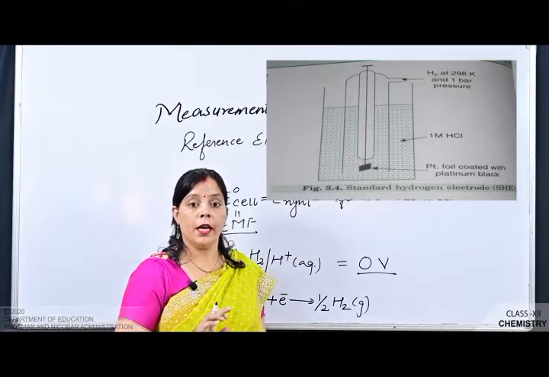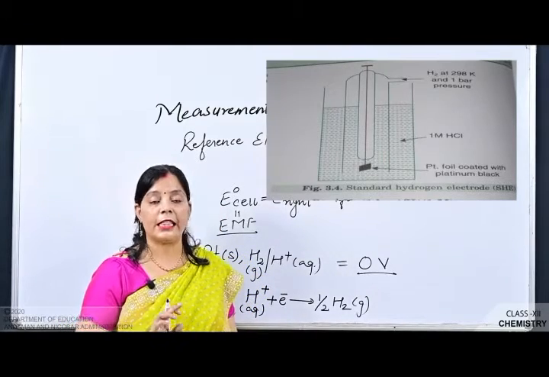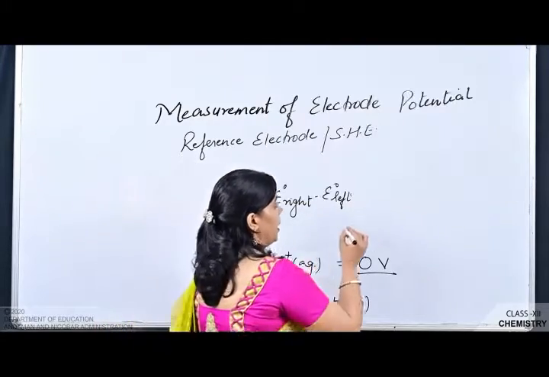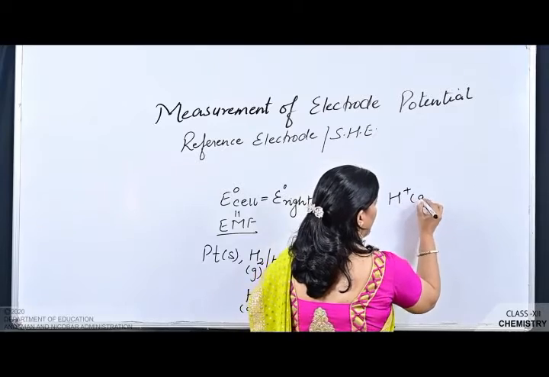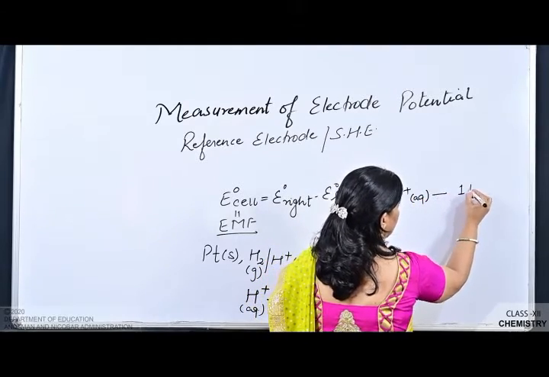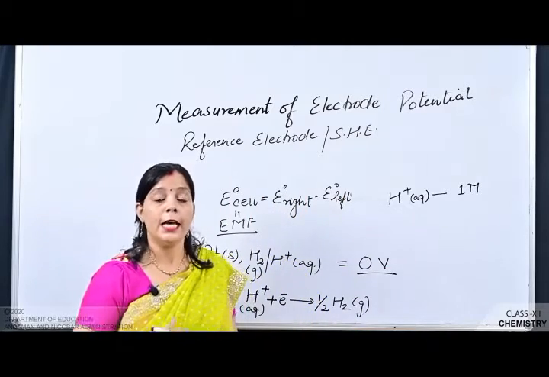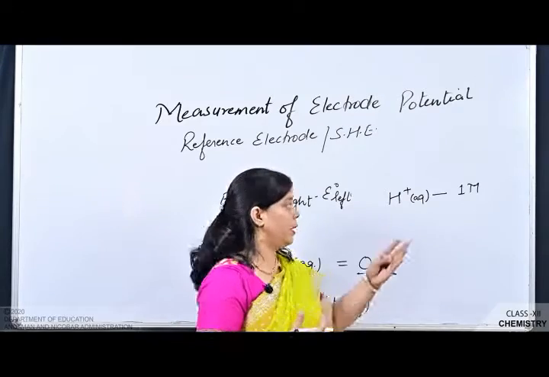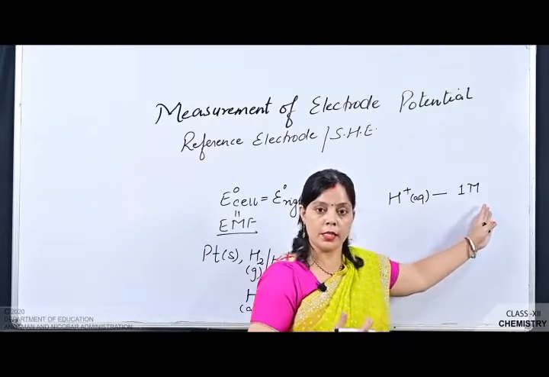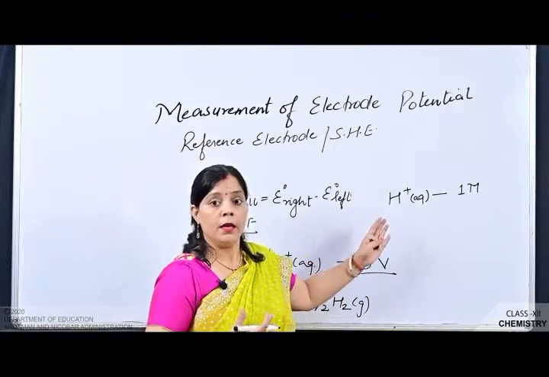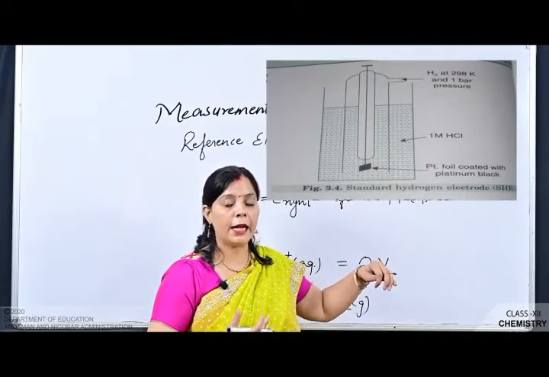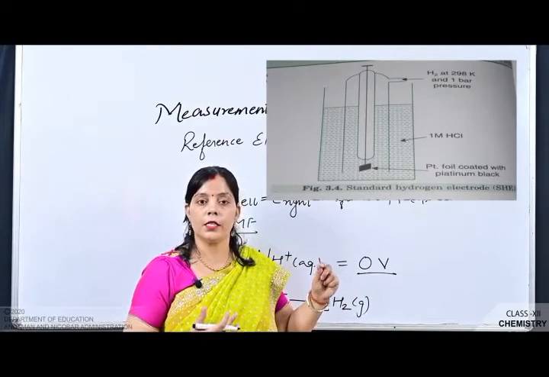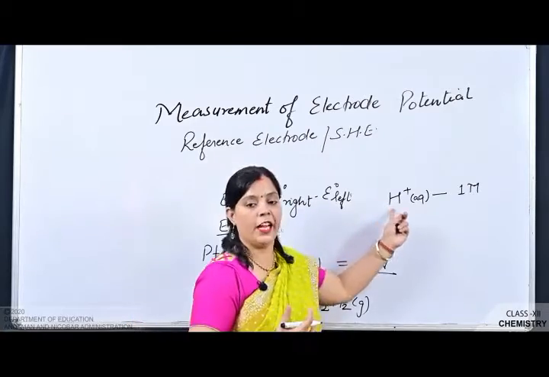In this picture, the electrode is placed in a beaker, and that beaker contains an aqueous solution of some acid. The acid has a concentration of 1 molar, because this is the standard condition, and in the standard condition the concentration of ions must be in the unit range, that is 1 molar concentration of H plus ions.